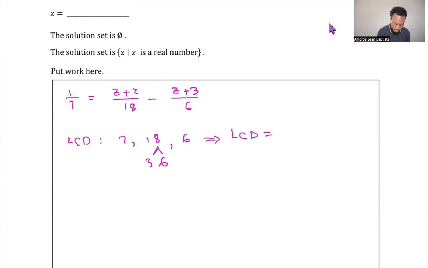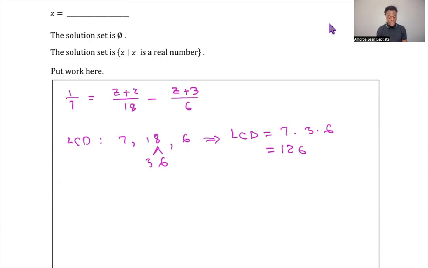LCD will be 7 times 3 times 6. Well, 3 times 6 is 18, but I broke it down for you to see that 6 is also represented in my GCF, but I don't need 6 twice since I'm looking for the least common denominator. So then that's going to be 126. 126 is the least common denominator.